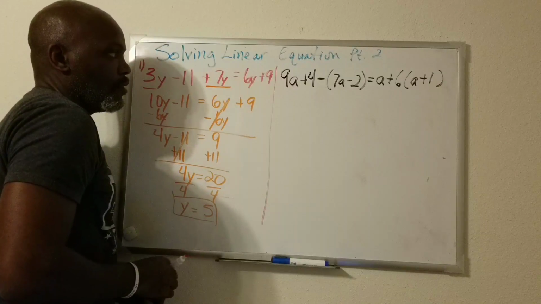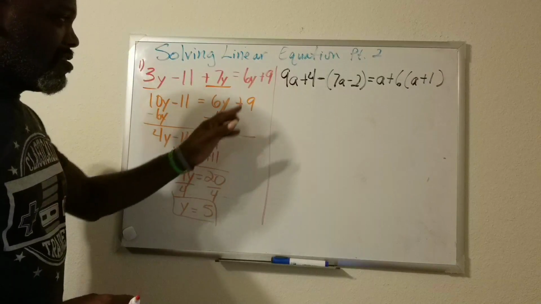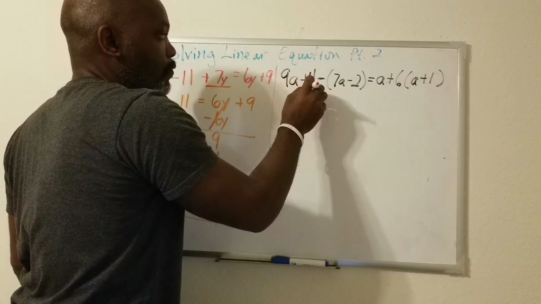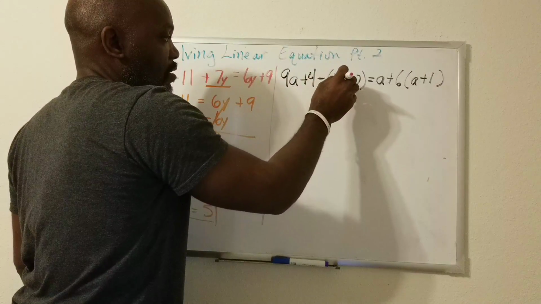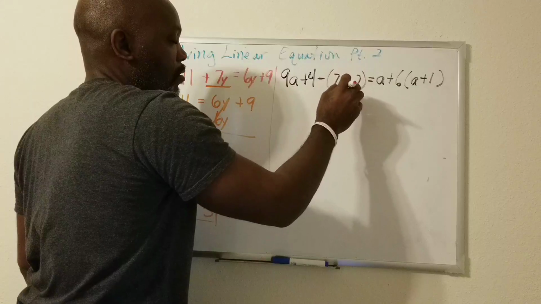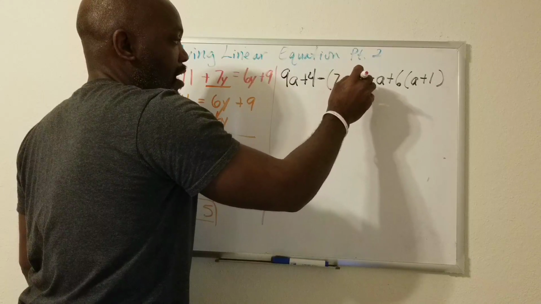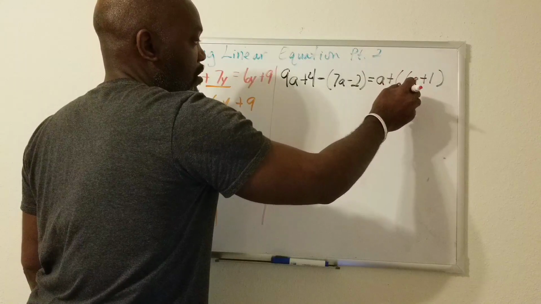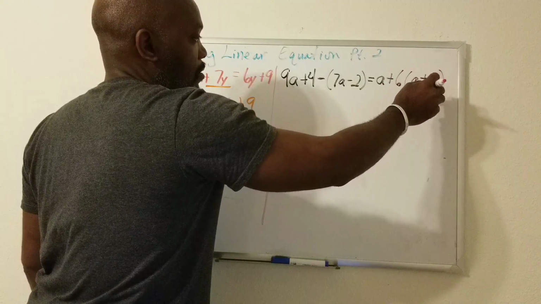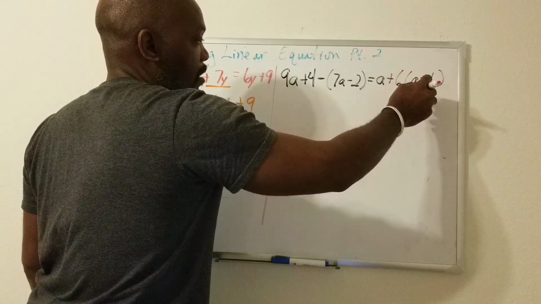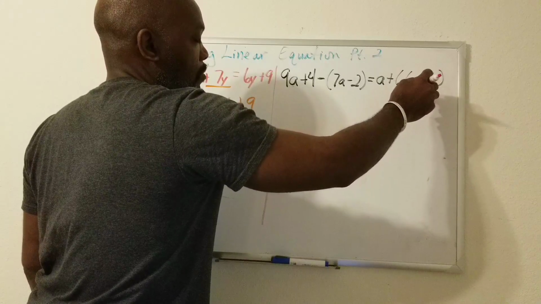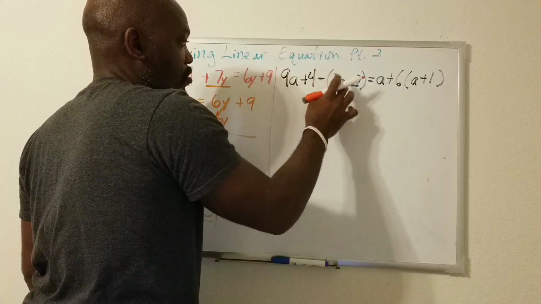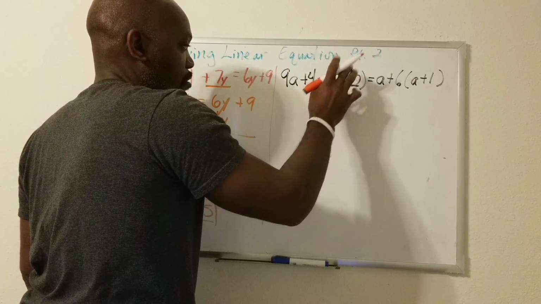All right, so on the next one, it's a little messy, but I'll read it to you. It is 9a plus 4 minus the sum or the difference between 7a minus 2 equals a plus 6 times the sum of a plus 1. And the first thing we're going to do is try to solve inside the parentheses. Can't do that. No exponents.